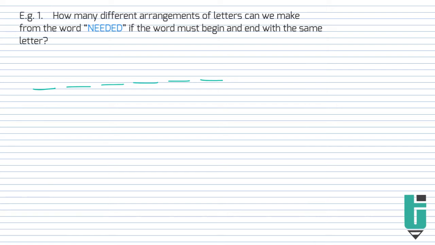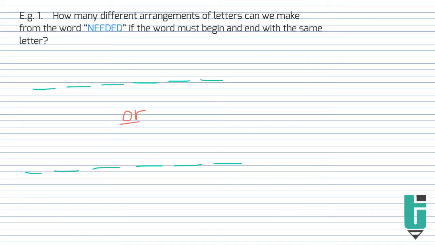And this is where or comes in. We now have 2 different cases. A case where the word will start and end with an E, and one where it will start and end with a D. So I'm going to write in the word or. And then we'll have our second case over here. 1, 2, 3, 4, 5, 6.